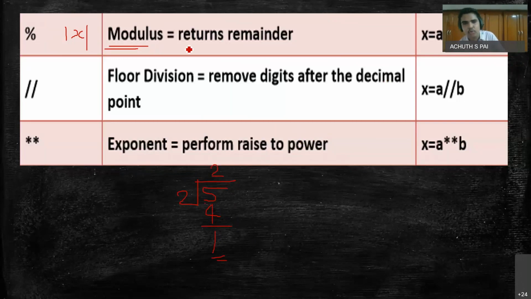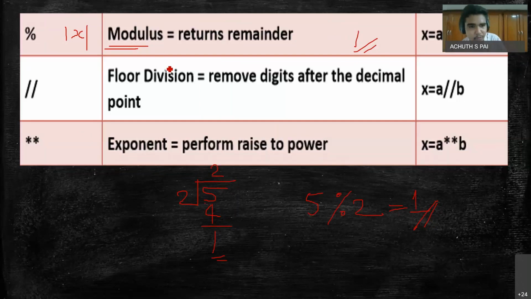So here modulus is used to return the remainder. See, Ashwin has told you. Modulus is used to return the remainder. In 5 divided by 2, the modulus is 1. See, we write the modulus in such a manner. And the output that we get is 1. It is simply because 1 is the remainder.